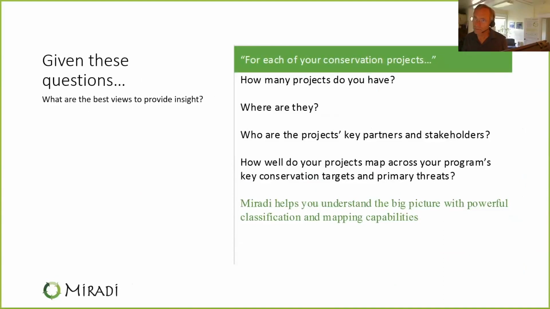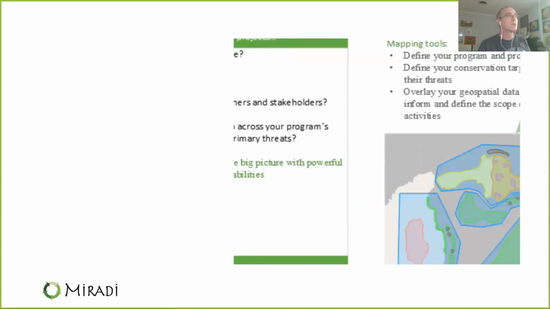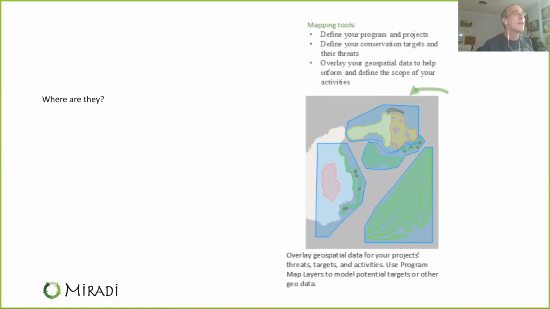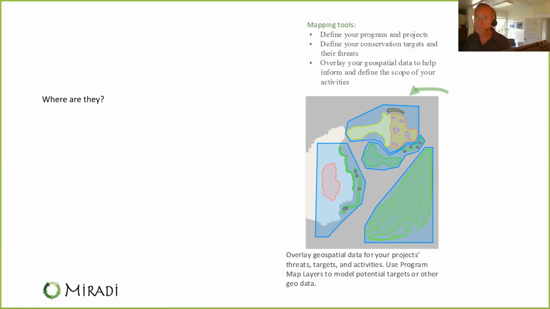Regarding the questions of how many projects you have, where they are, who your project's key partners and stakeholders are, and how they map across your targets and threats, you can see that we would answer the question of how many projects you have. You could look at that in a report view, either on a map, using some of the tools that Dan just showed you, or you could also click and see a project list. So those are ways of answering that question across your program. Next, please, Dan. And then where are they located? That's where the map becomes really helpful to show that where question. Next.